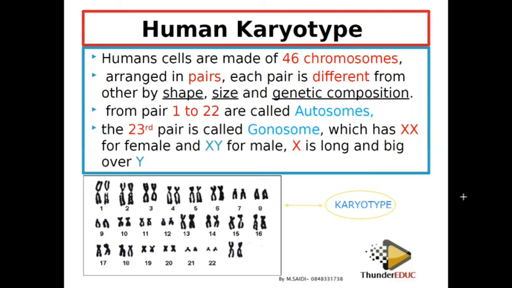Why? Because when you are looking at chromosome pair number 23, which we have said is what? A gonosome. You can see there that you have got an XX chromosome. So when we've got X and X, it's obvious that here we are talking about a female. This is a female, not a male.